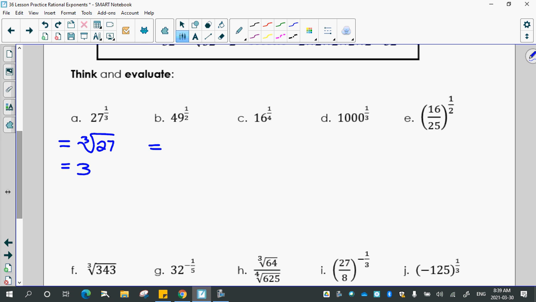So 49 to the exponent 1/2 means the square root of 49, which means which number multiplies by itself twice to give you 49, which is 7. 16 to the power of 1/4 means the fourth root of 16, which means what number multiplies by itself 4 times to give you 16? 2. 2 to the 4th is 16.